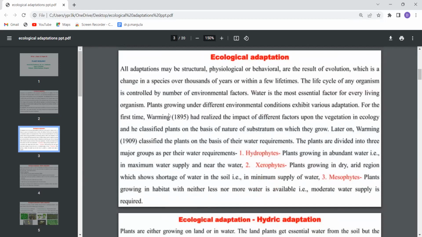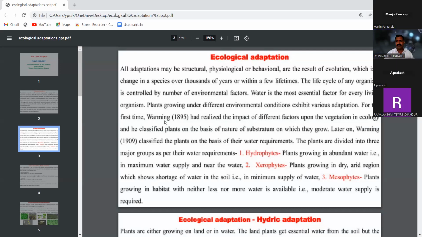Here Warming classified the plants into three types based on the availability or requirement of water. That is hydrophytes, xerophytes and mesophytes. Hydrophytes means the plants growing in abundant water, in maximum water supply, and near the water. The plants which are growing near water bodies or in the water are called hydrophytes.